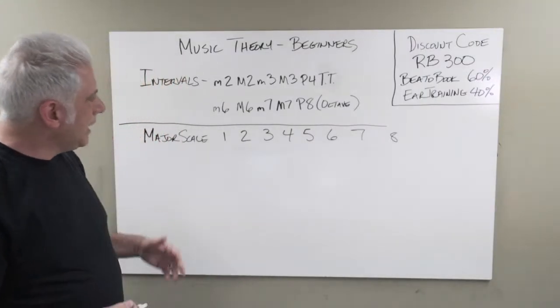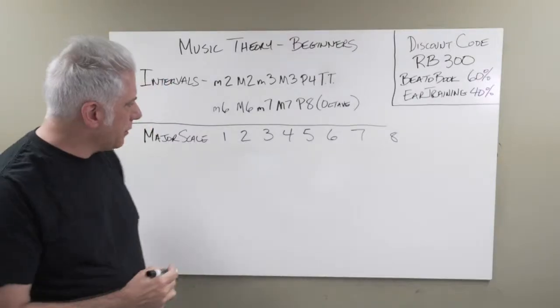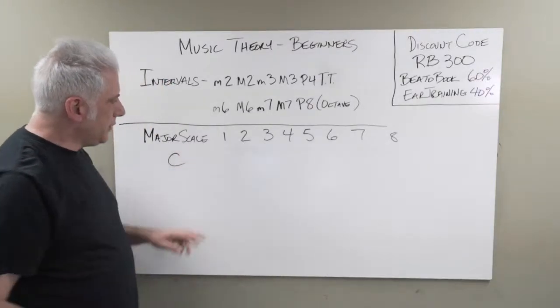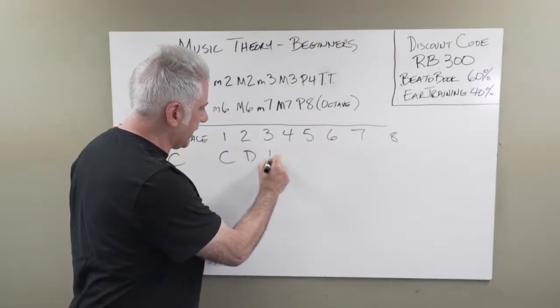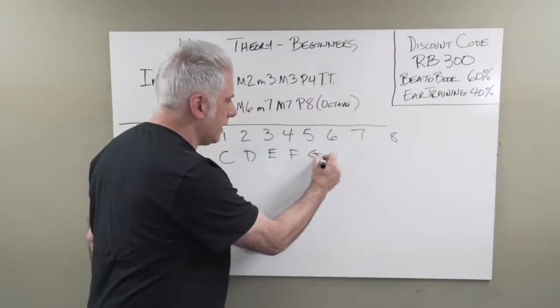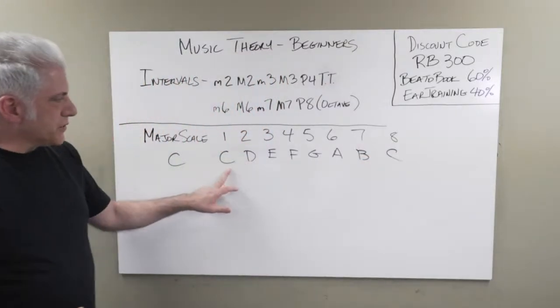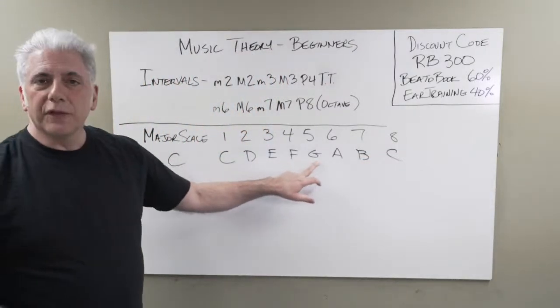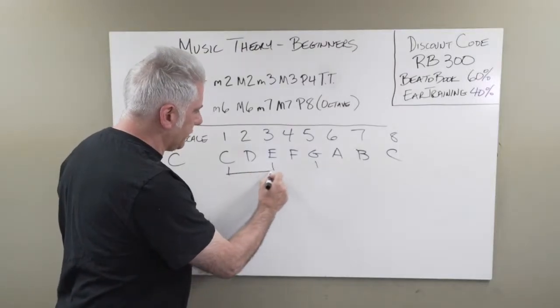Okay, so if you want to build a major chord, let's say we're in C major, you take the first note of the scale, C, right? I'm going to write the scale here, E, F, G, A, B, and then C. Take the first note of the scale, third note of the scale, and fifth note of the scale. And that gives you C major right there. Those are the notes that are in C major.